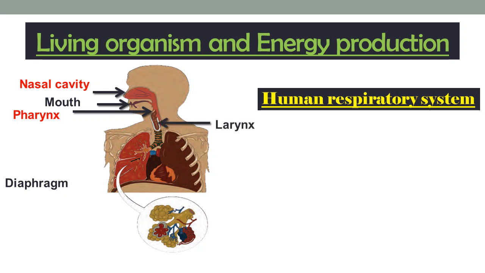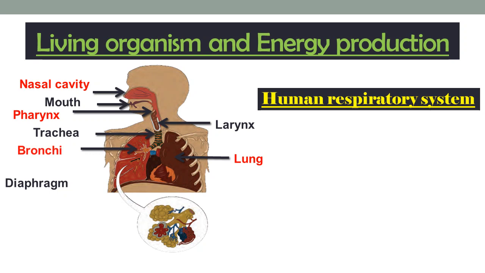And this is the larynx. The larynx is also called the voice box, which sends air further towards the lungs. This is below the pharynx. Next is the trachea. Students, the trachea is also called the windpipe. It is a long tube which connects the larynx to the bronchi. And these are the lungs.